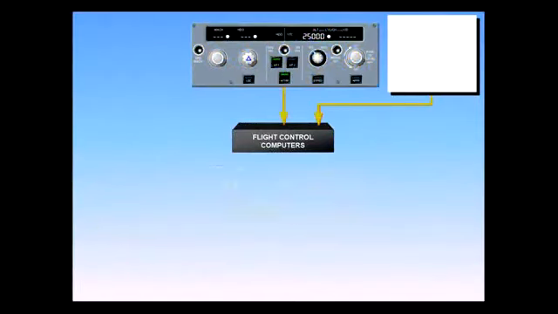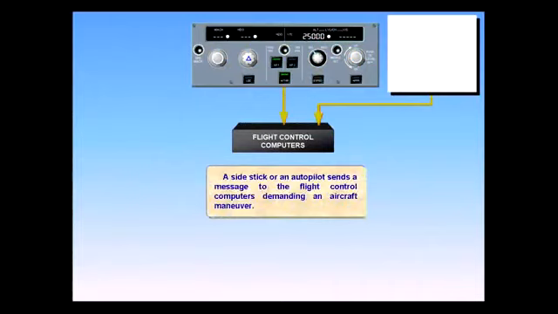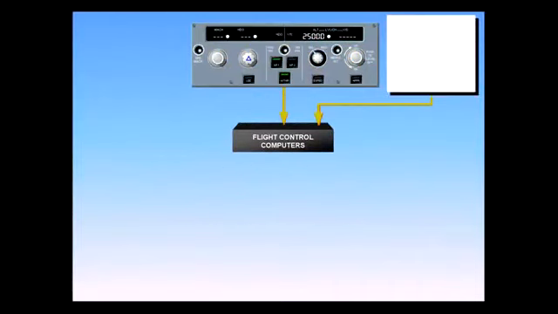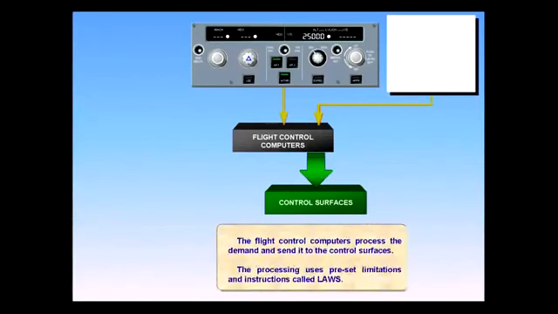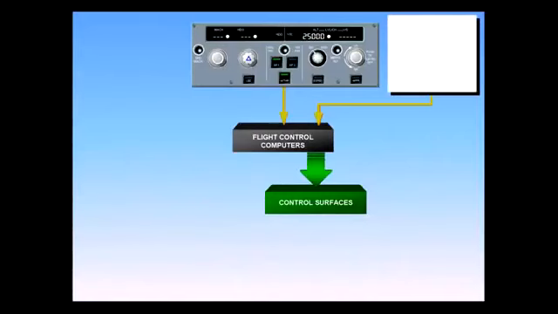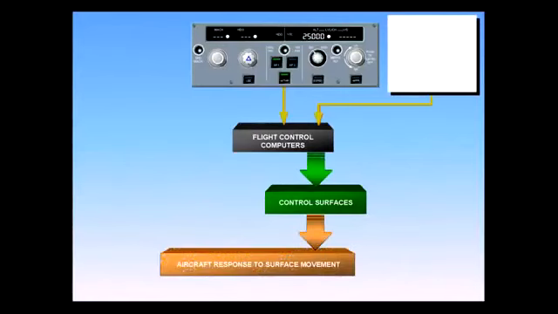A side stick or an autopilot sends a message to the flight control computers demanding an aircraft maneuver. The flight control computers process the demand and send it to the control surfaces. The processing uses preset limitations and instructions called laws. The aircraft responds conventionally to the movement of control surfaces.